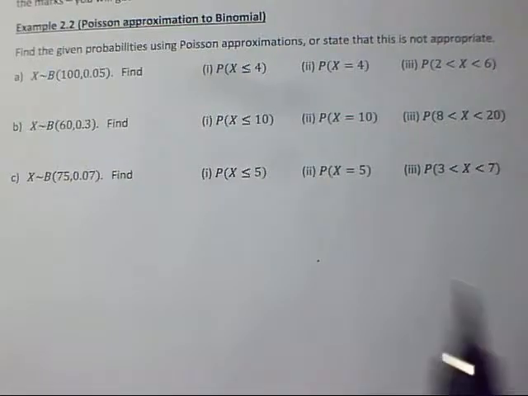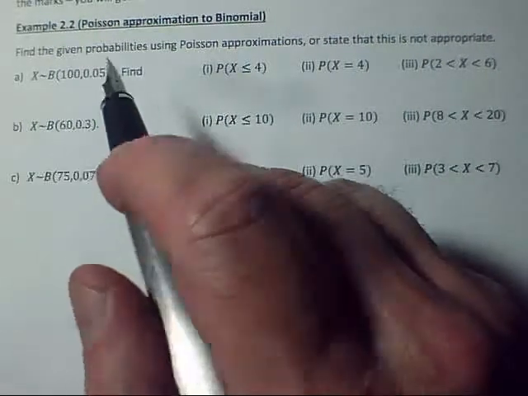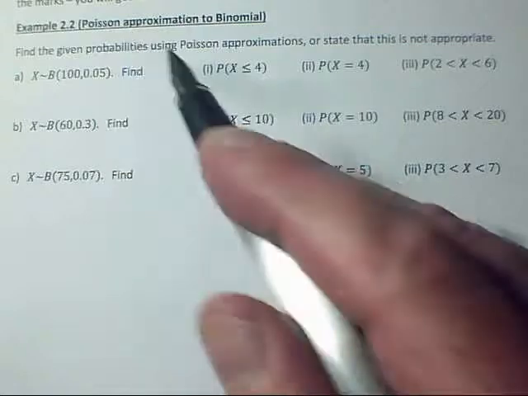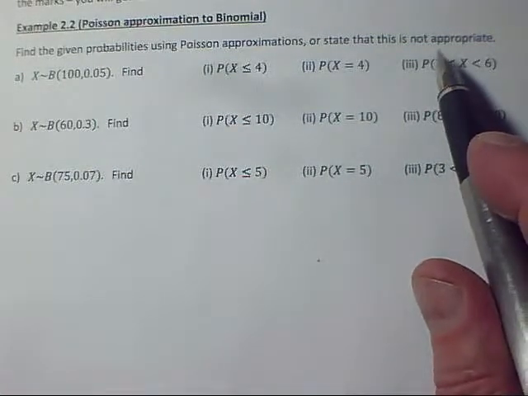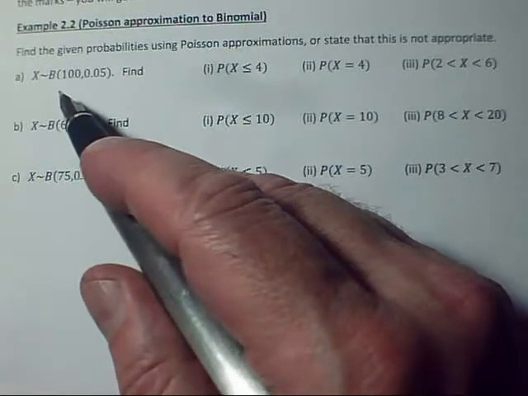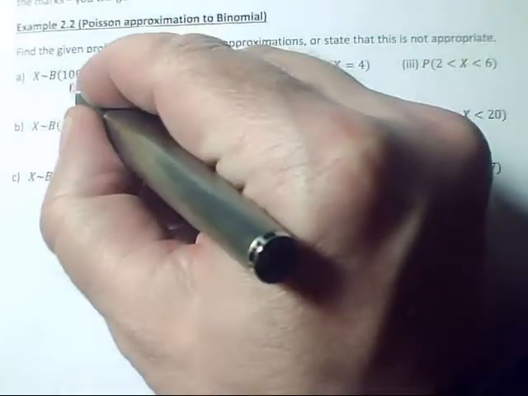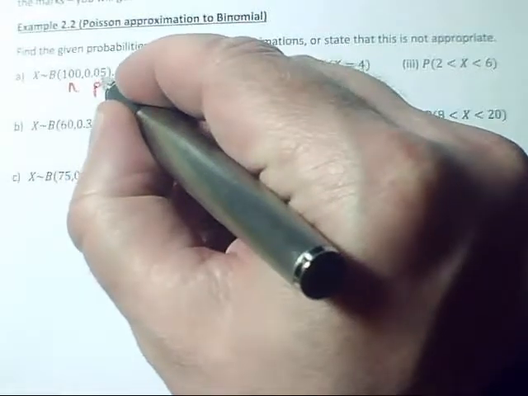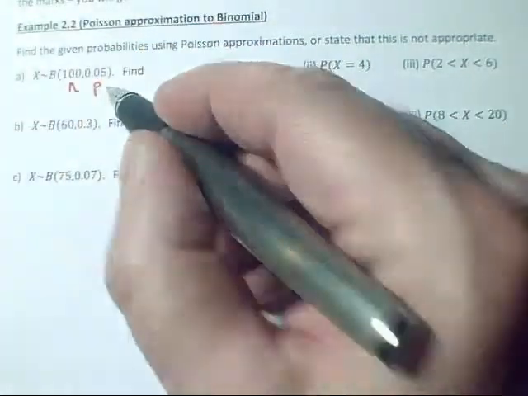Okay, in this question I'm starting with binomial distributions and I'm using the Poisson approximation to that where it's appropriate. There might be one case where it's not. So, first case, I've got an n of 100 and a p of 0.05. So n is large and p is small.